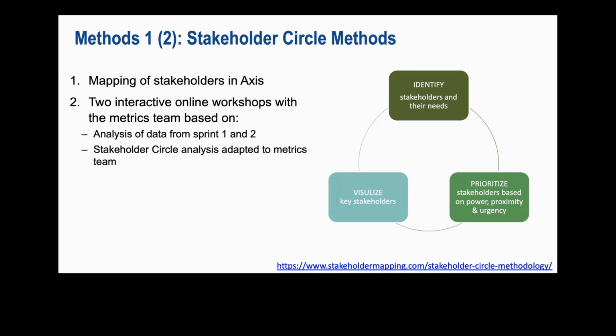The framework we used was stakeholder circle analysis. It means that you analyze stakeholders in 5 main steps, and we are going today to talk about the first 3 steps: identification, prioritization, and visualization. The first step is that you talk to people and ask them to identify the stakeholders. What are your primary stakeholders?